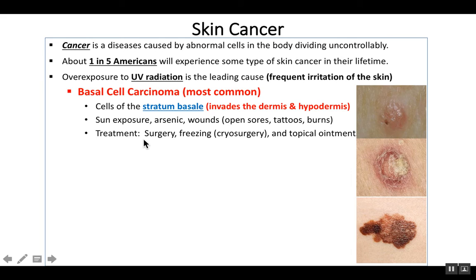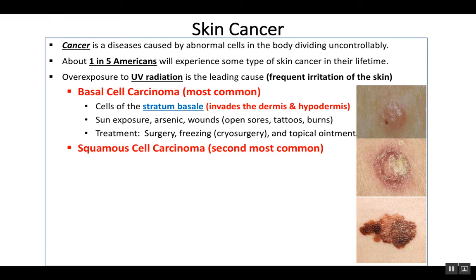The treatment is surgery. These tumors, again, typically don't spread to other areas, but we can surgically remove them. We can also use what's called cryosurgery, and in some cases we can use a topical chemotherapy. But surgery works very well for this cancer as long as you get the entire tumor. If it has invaded the dermis and hypodermis, that, as you can imagine, becomes tricky, and you might need to do a skin graft to replace that lost skin.